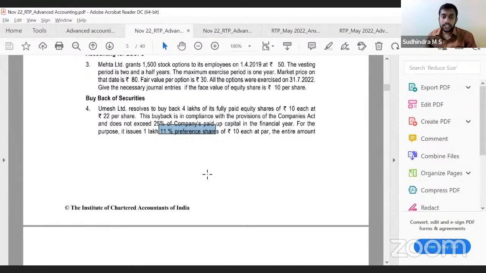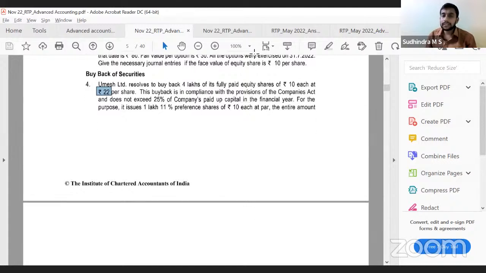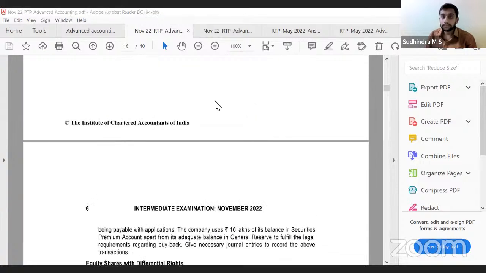Debit equity share capital account 4 lakh into 10 rupees, securities premium account or premium payable on buyback account 4 lakh into 12 rupees, to equity share buyback account. Then after that, payment. Before payment, we will create CRR. Yes, we have to create CRR. With regard to creation of CRR, what have they given us? They have said you can use 16 lakhs in securities premium, balance use general reserve.